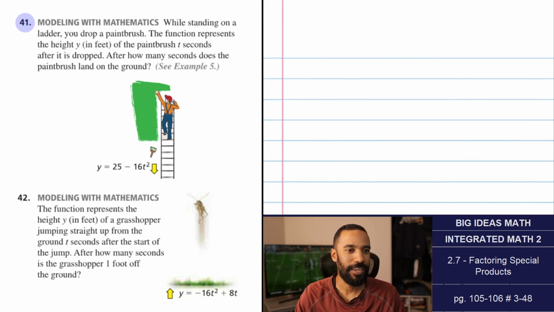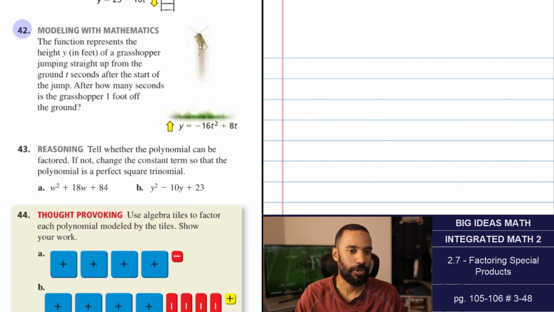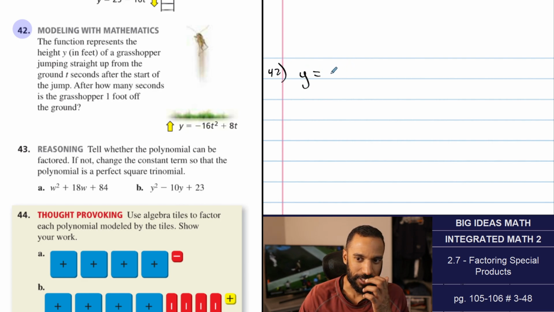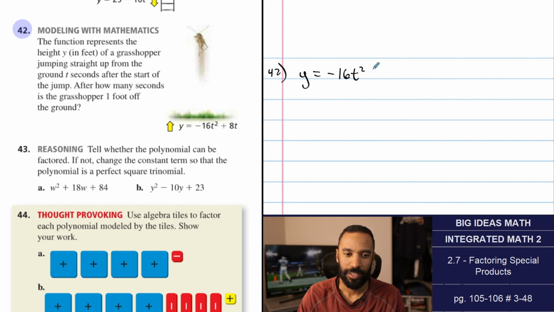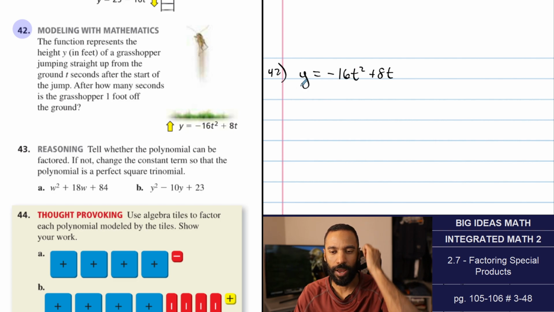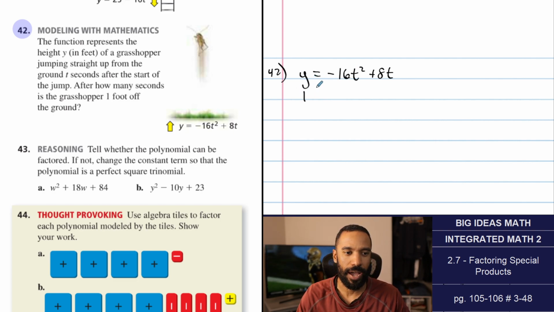All right, number 42. The function represents the height, y in feet, of a grasshopper jumping straight up, after the start of the jump. So we got the negative 16t squared. Let's write this. I hope the answer is 42. I guess it wouldn't be 42 seconds. Negative 16t squared plus 8t. After how many seconds is the grasshopper 1 foot off the ground? So this is when y equals 1, right? If y is in feet, then we're going to set 1 equal to this guy here.